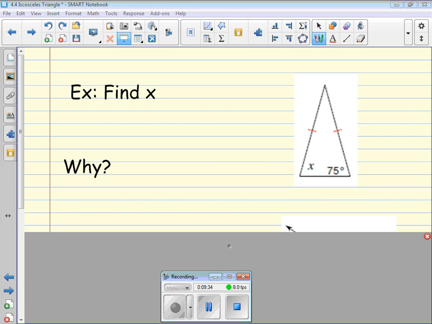All right, let's take a look at some examples where you're asked to find x. So as I told you before, I can see that those two sides are congruent. I'm going to draw arrows to the opposite angles, and then that will help me remember that those two angles are congruent. Easy enough. I know x is equal to 75. The reason? The isosceles triangle theorem.